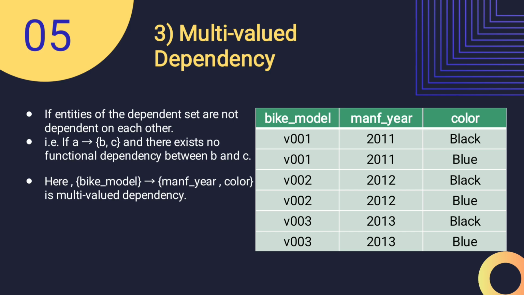Now let us check by using manufacturing year: can we determine the color uniquely? The answer is no. This kind of case is an invalid functional dependency, and vice versa is also not possible. So this type of dependency is called multi-valued functional dependency.